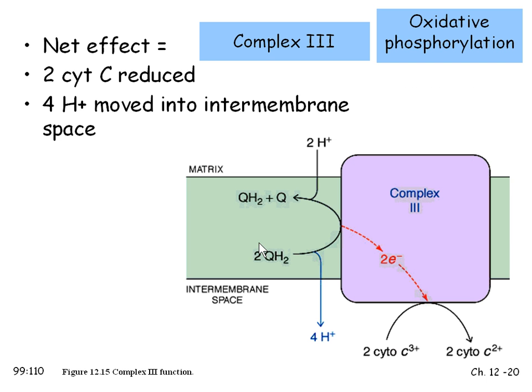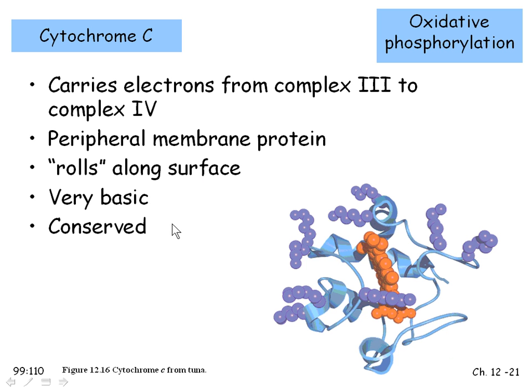So if we look at that as a net process, for 2 reduced Qs that go in, we get 4 protons moved across into the intermembrane space and 2 molecules of cytochrome C. So it's clearly an important stage in the transfers. Now, cytochrome C is an interesting electron carrier.